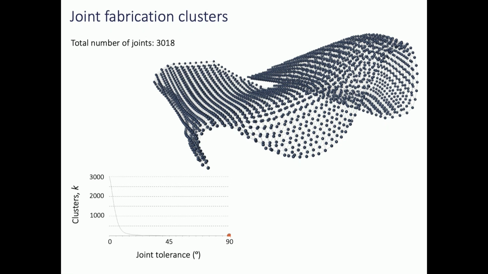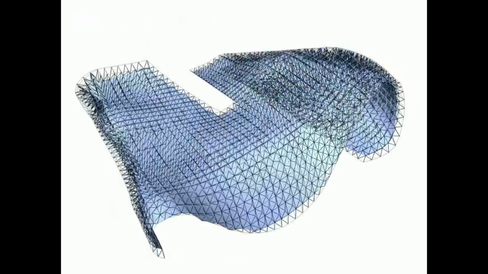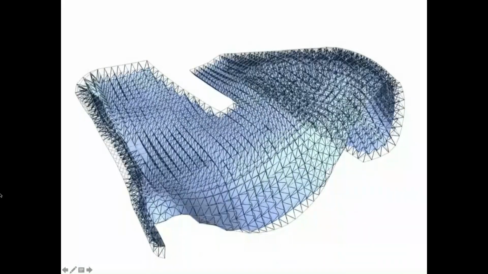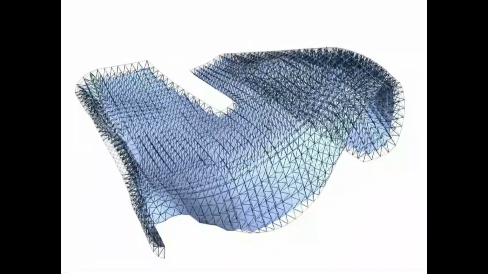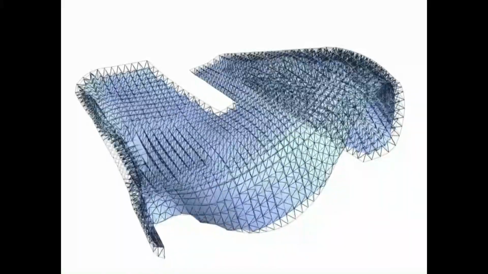So for the sake of this study, we consider that we have an input fabrication tolerance of 5 degrees. And with a 5 degrees tolerance, we have 1,067 joints with the input geometry that we had from the architects. So the goal of this is to start optimizing the bottom layer of the truss structure and try to identify the one that yields the smallest number of joints.